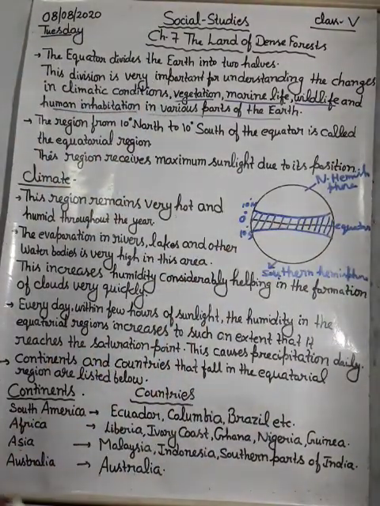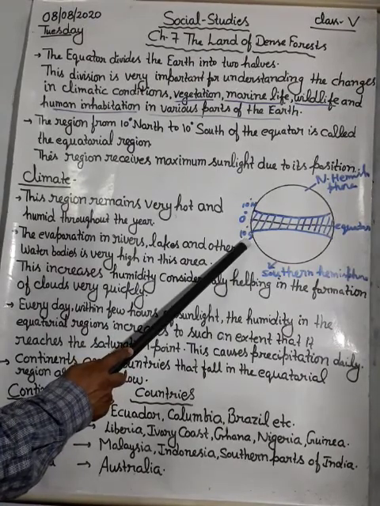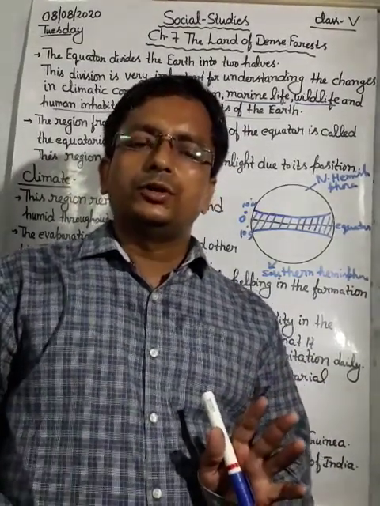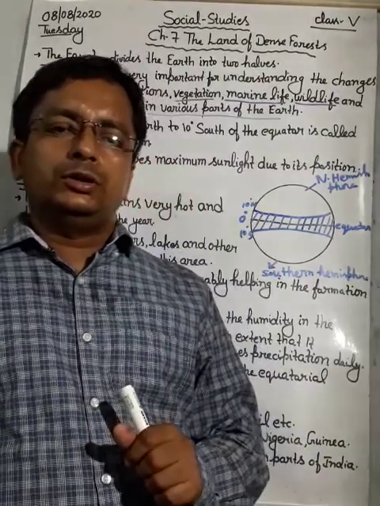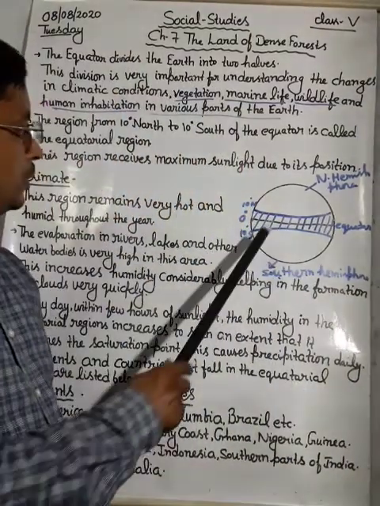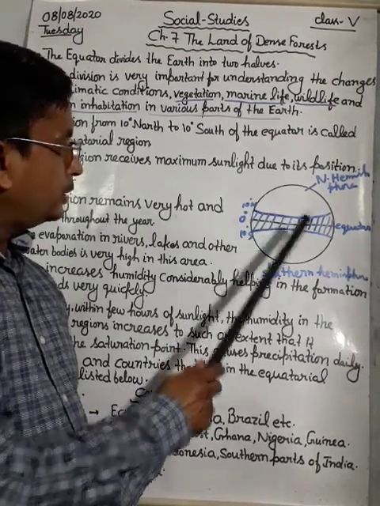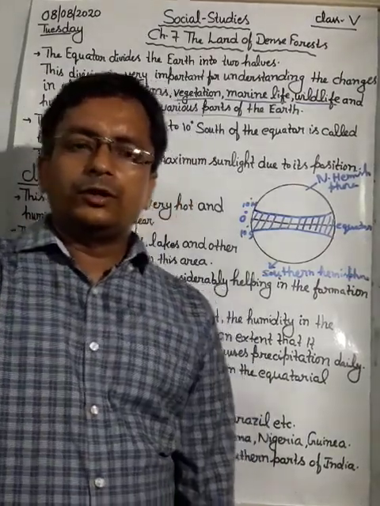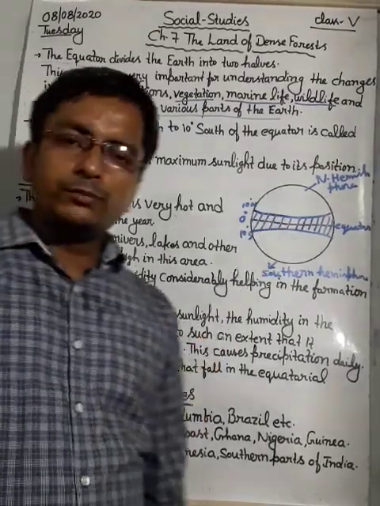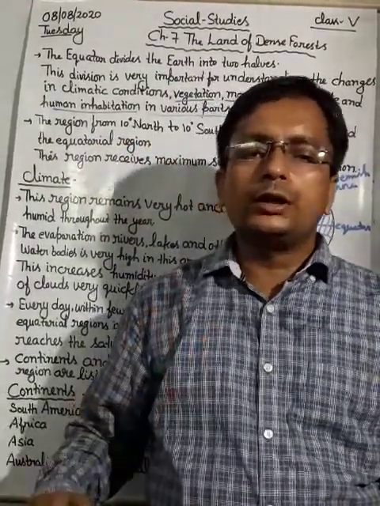This shaded region is called the equatorial region, 10 degrees north and 10 degrees south. Keep in mind, if anybody asks you which portion of the earth is called the equatorial region, it means 10 degrees from the equator towards the north and 10 degrees from the equator towards the south. It is called the equatorial region because this region lies near the equator.